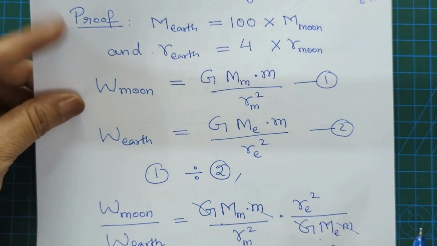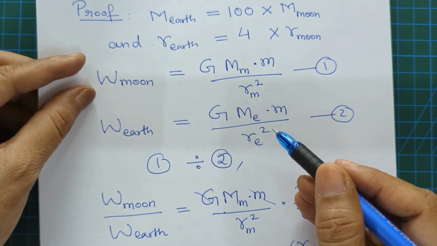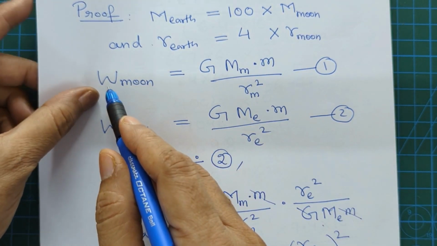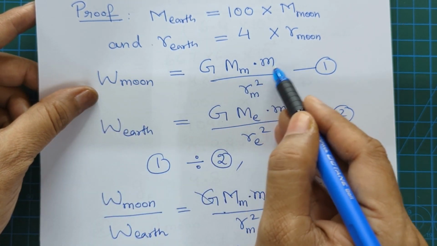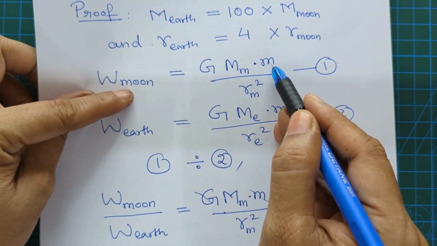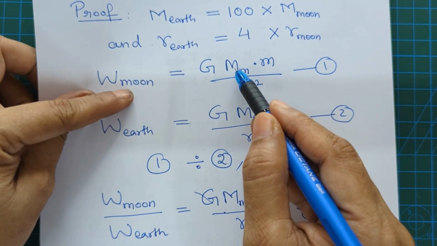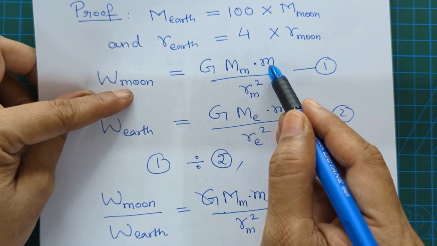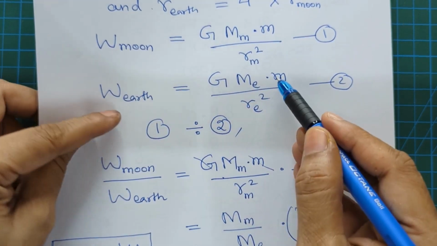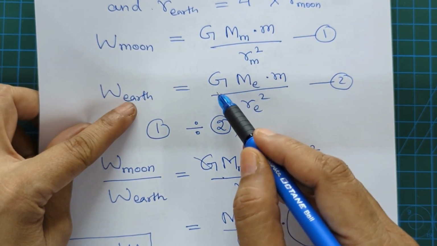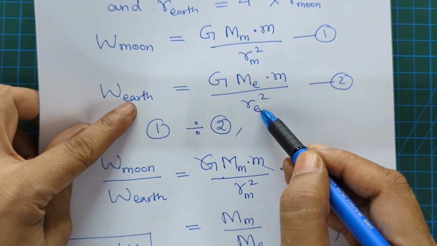Then we know that weight is defined as the force with which a body is pulled towards the center of the planet. So weight and force of gravity are the same. So the weight of this object, whose mass is m, on the moon is calculated using the formula F equals G m1 m2 by r square. m1 is the mass of the moon, m2 is the mass of that object, so m here, and r is the radius of the moon. Similarly, the weight of this object on earth is calculated using this formula: G, mass of earth into mass of that object, by radius of earth square.